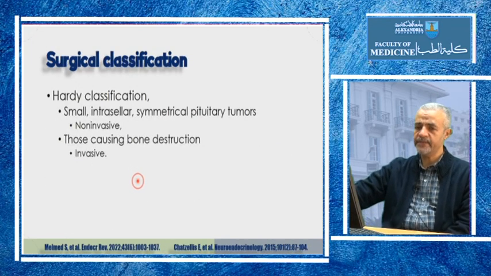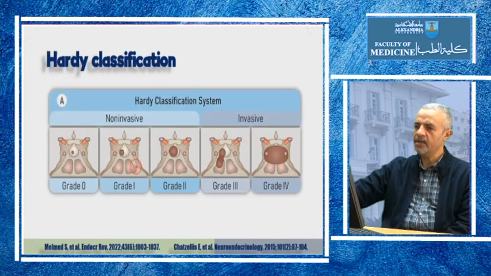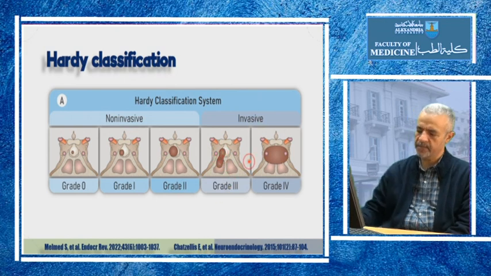And then we have the surgical classification, which is actually related to the risk of having regrowth or recurrence of the tumor and the risk of having to add adjuvant therapies. And we have an old classification known as Hardy classification, which classifies small intrasellar symmetrical pituitary tumors into non-invasive and those causing bone destruction into invasive. And you can see this classification in these pictures, with grade 0, 1, and 2 classified as non-invasive, and those who invade the bone are classified as invasive.